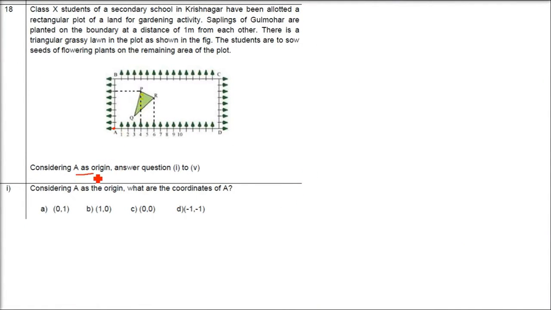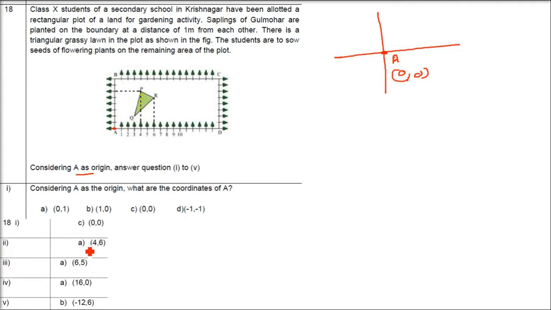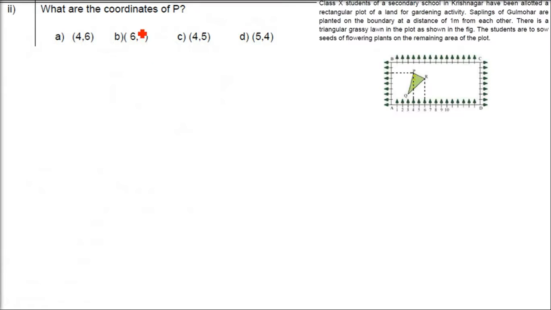Now A has to be considered as the origin. So A will be 0 0. How? When we take the origin, we have a coordinate system, that is the Cartesian coordinate system. In this we have origin as 0 0. When we go right it's plus, left we go minus, up we go plus, down we go negative. So considering A as the origin, what is the coordinate of A? A is the origin only, so 0 0.